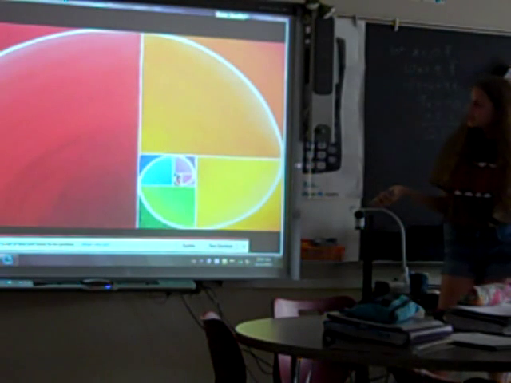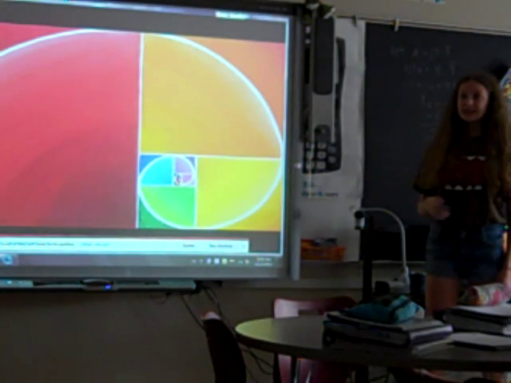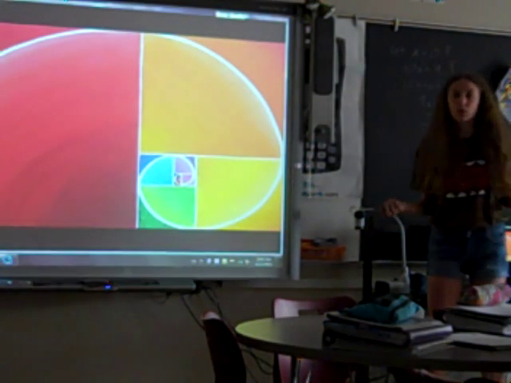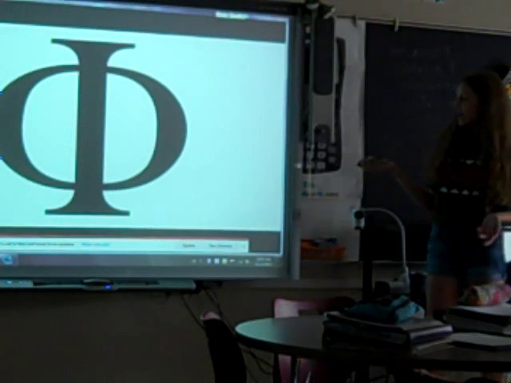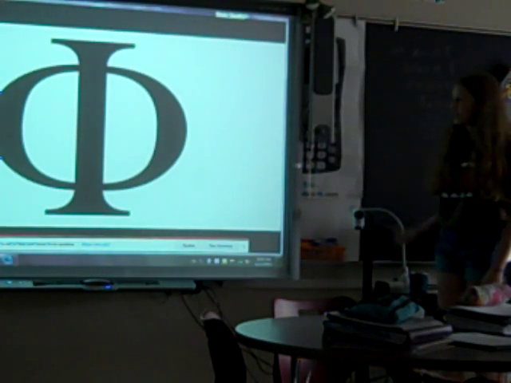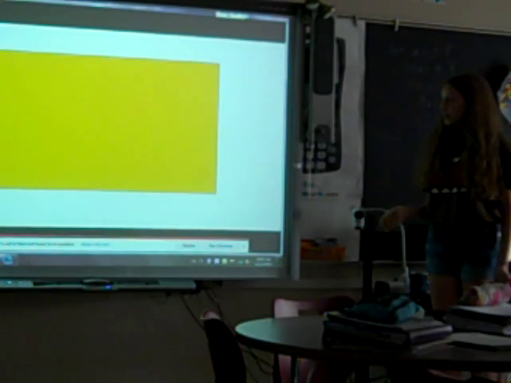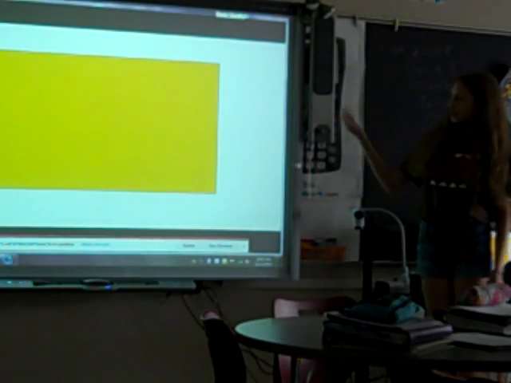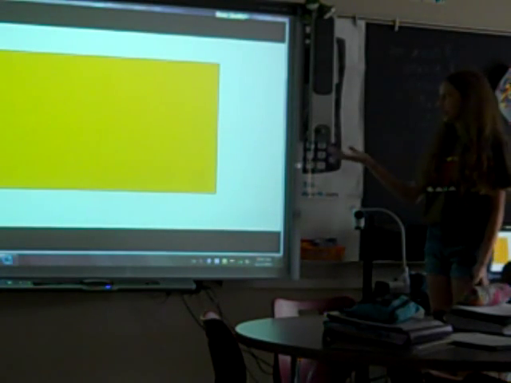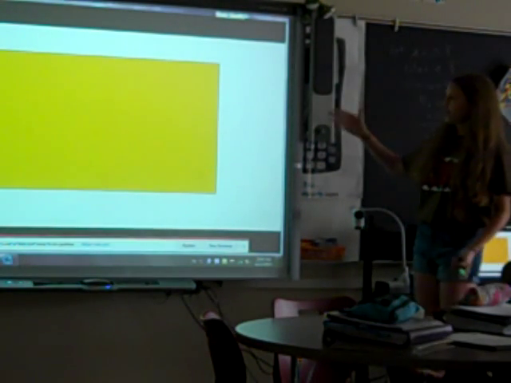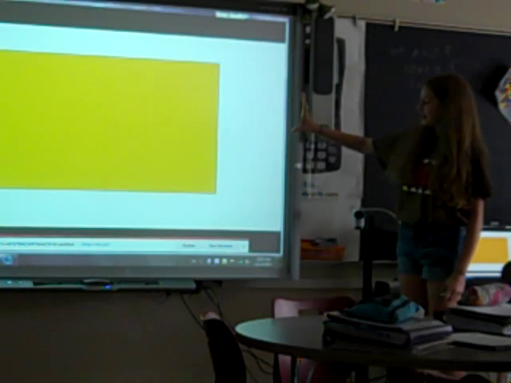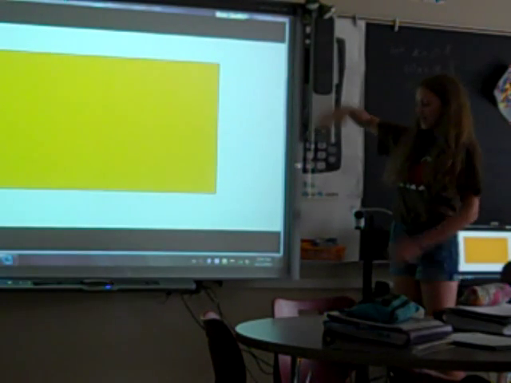So the golden spiral is special because it increases by a rate of approximately 1.618, or phi, which is represented by this Greek letter here. So the way that most people create the golden spiral is they start with a rectangle with the golden ratio, or phi, which is a side of 1 to 1.618.